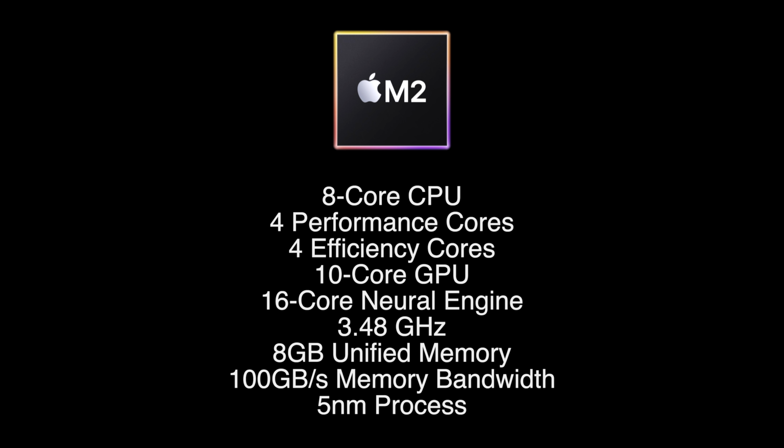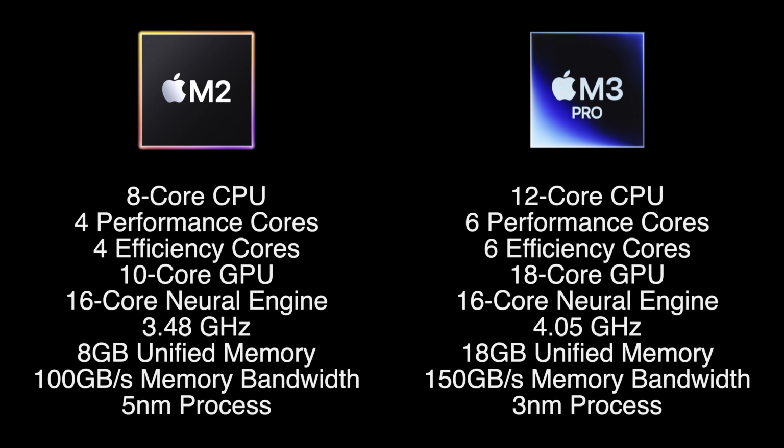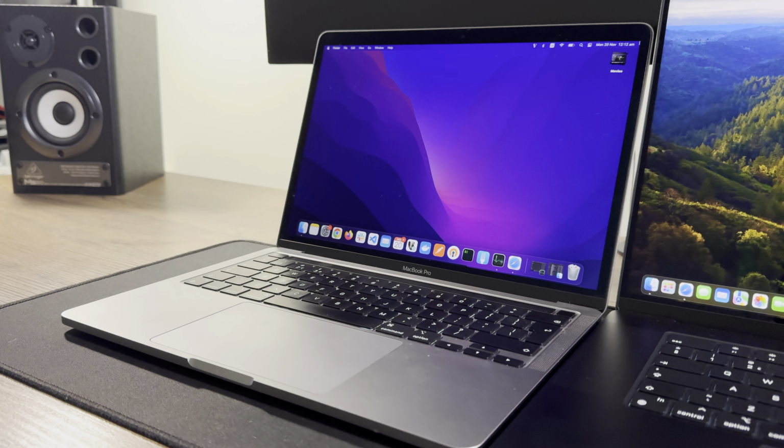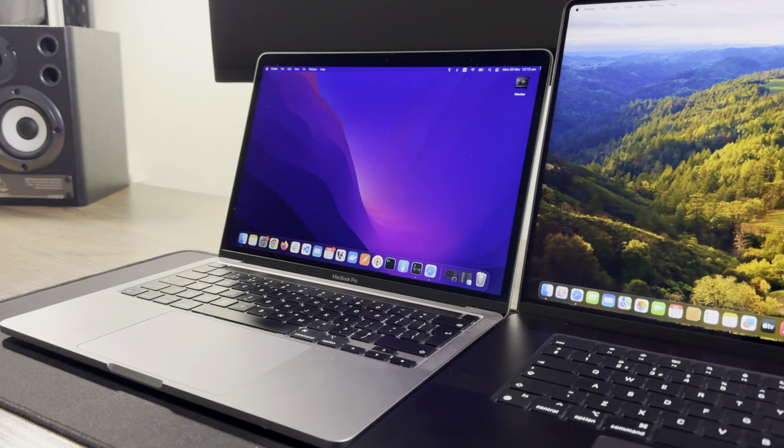First of all, we have the M2, which has an 8-core CPU with 4 performance cores, 4 efficiency cores, a 10-core GPU, and 8GB of unified memory. And the M3 Pro is a 12-core CPU with 6 performance cores and 6 efficiency cores, an 18-core GPU, and 18GB of unified memory.